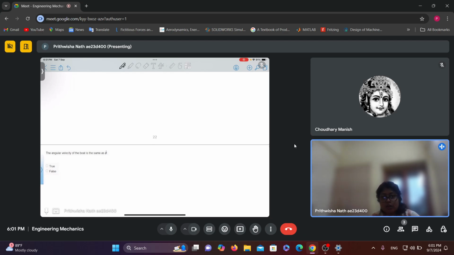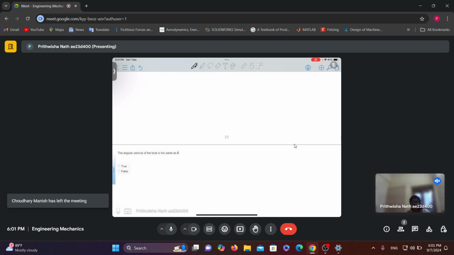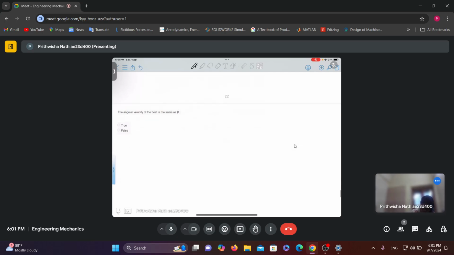So is the angular velocity of the boat the same as theta dot? This is false. And can the boat be treated as a particle? Yes, it can be. So this is true. The boat can be treated as a particle for this problem.